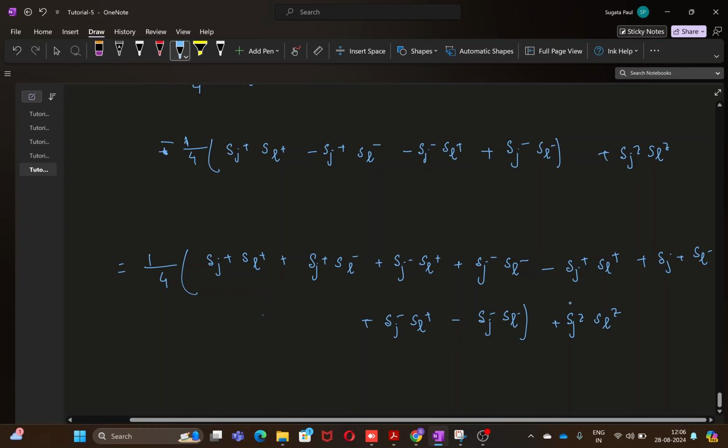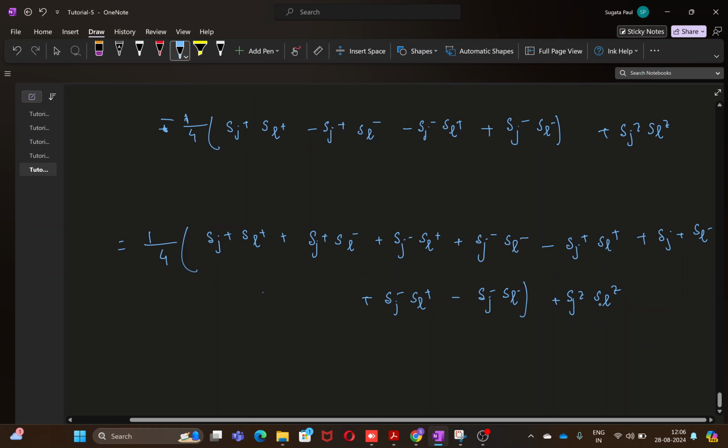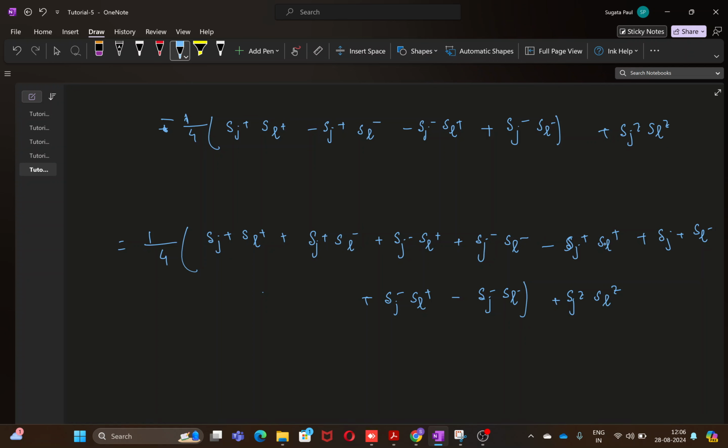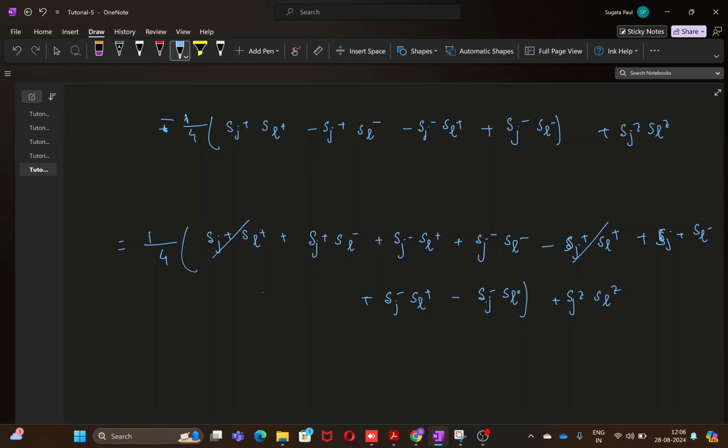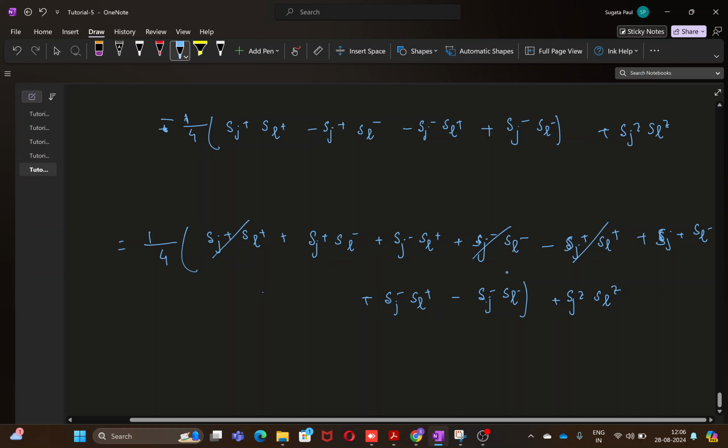Okay, so now just look very carefully at which of the terms are cancelling out already, like which are opposite in sign but equal. So Sj plus and SL plus, both are plus. This thing has equal and opposite signs to each other, so they cancel out already. And then Sj minus SL minus, is there any term like that? No, there is no such term, I think. Oh sorry, there is another term like that, so this is cancelling out again.